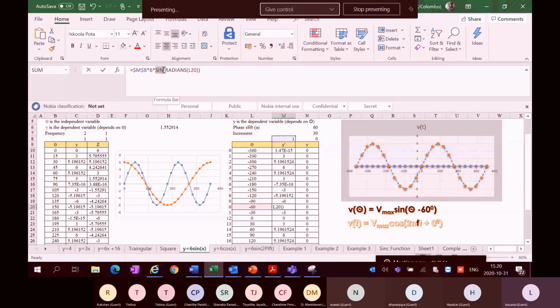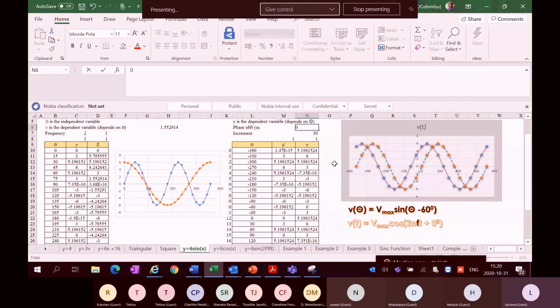Let me put 0 phase angle. When I put 0 phase angle, both come together. Now, this is a sine graph. This is also a sine graph. That is the reason why both are coming one on top of the other. I mean, coinciding.